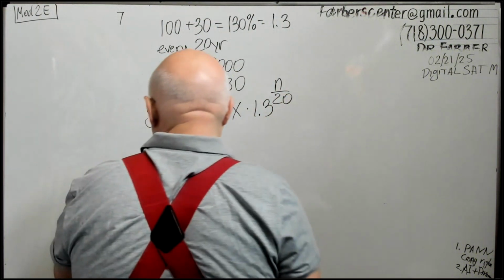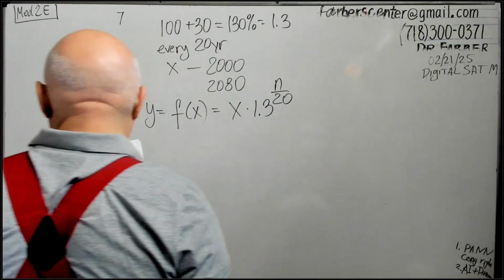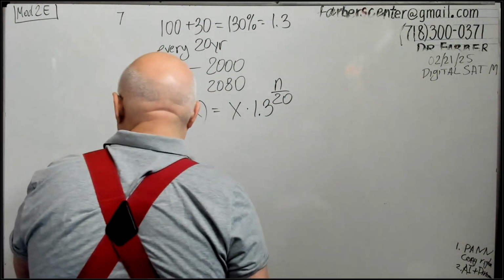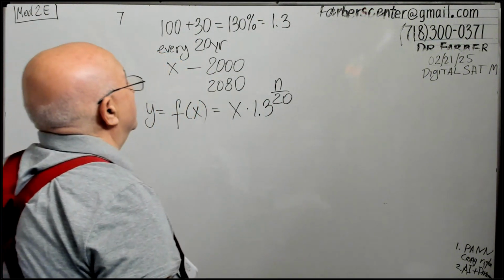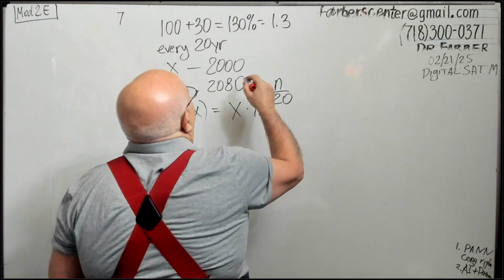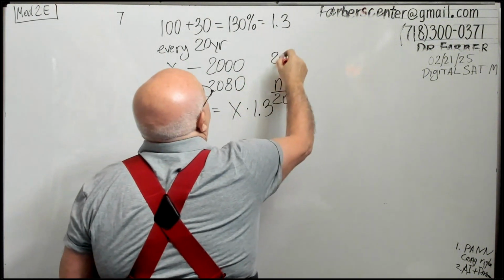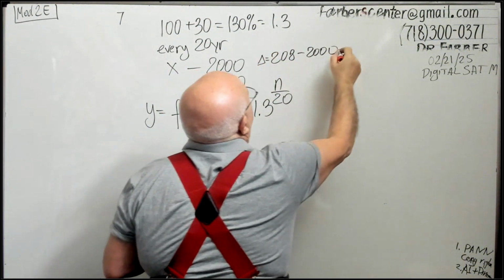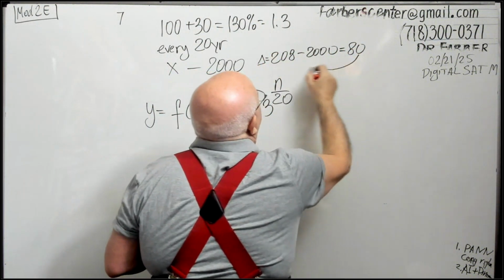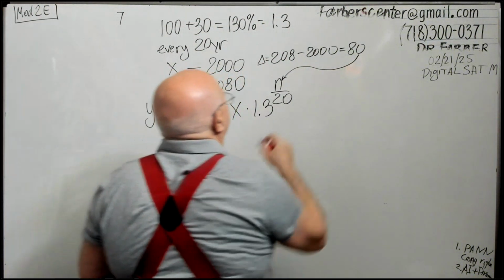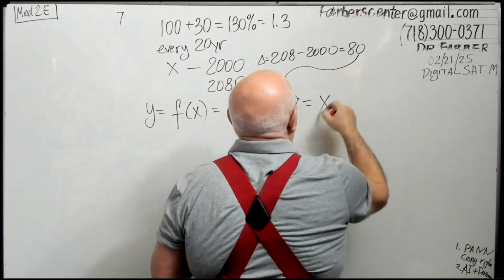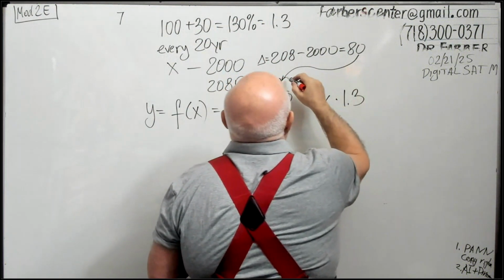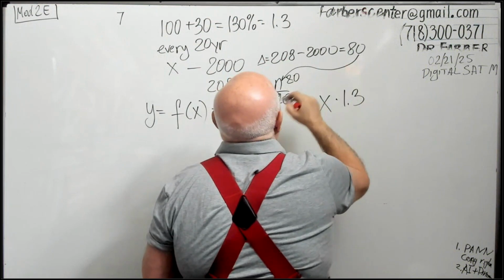If you get this relationship, they ask you what factor of x will be the deer population. So what is it? This minus this, 2080 minus 2000, is this delta difference equals 80 years. Plug in this 80 here, and it would be x times 1.3 to the power of 80 divided by 20, which is 4.